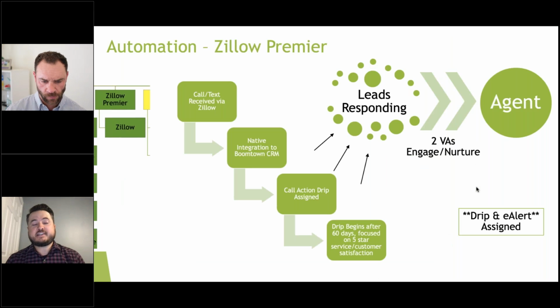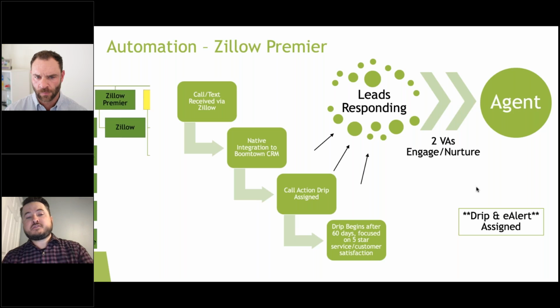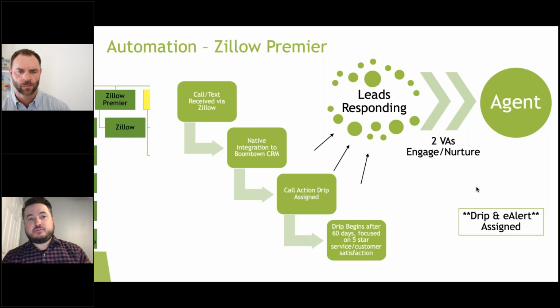All right, Zillow Premier. So Zillow Premier is obviously native integration, so we won't talk a lot about that, but I did want you to know that we still use Zapier to send the client from Boomtown to CallAction, even though we're talking to this client live. They're telling us what they want, what they need, we're setting up the appointment live on the call. But we still use Zapier because we don't want to miss anything on that client.